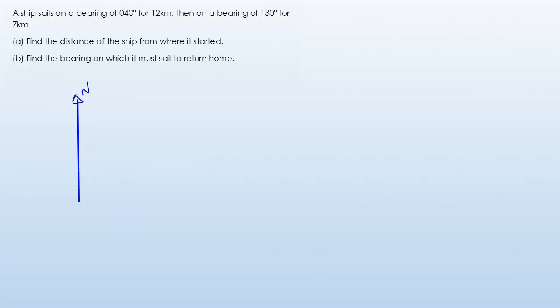So 040 degrees is in this sort of direction over here. So this would be 40 degrees, and this is 12 kilometers. And then it turns and goes on a bearing of 130. So what we need at that point is another north line. 130 degrees is down in this sort of direction, and it goes that way for 7 kilometers.